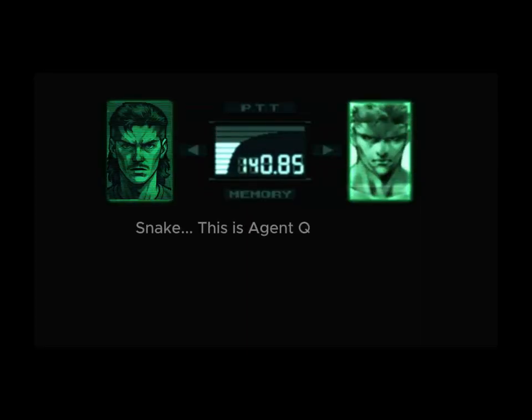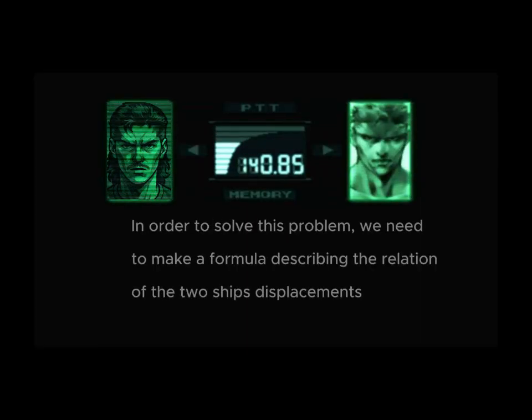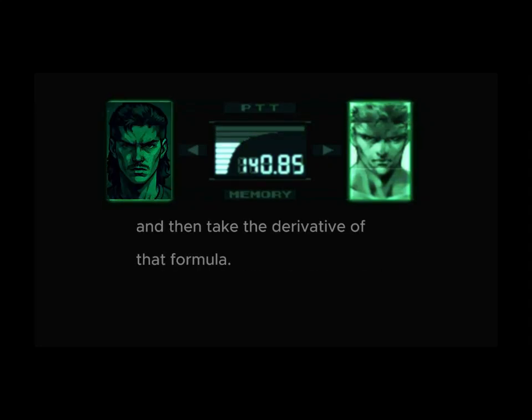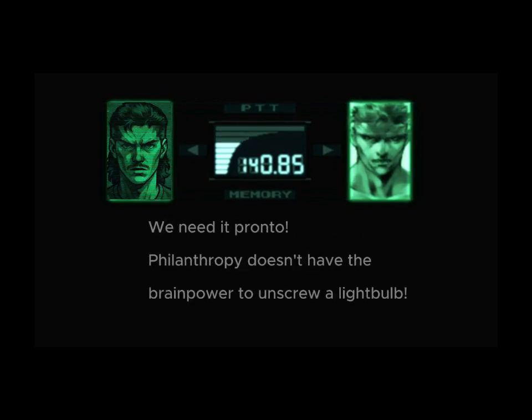Snake, this is Agent Q. An area of solve this problem. You need to take a formula describing the relation of the two ships' displacements to their relative distance, and then take the derivative of that formula. You need an answer. Philanthropy doesn't have the brain power to unscrew a light bulb.